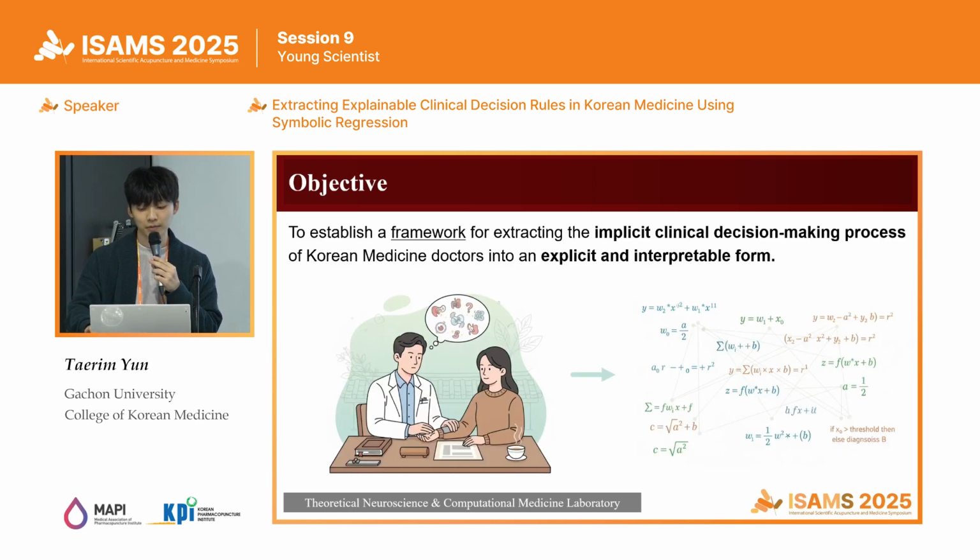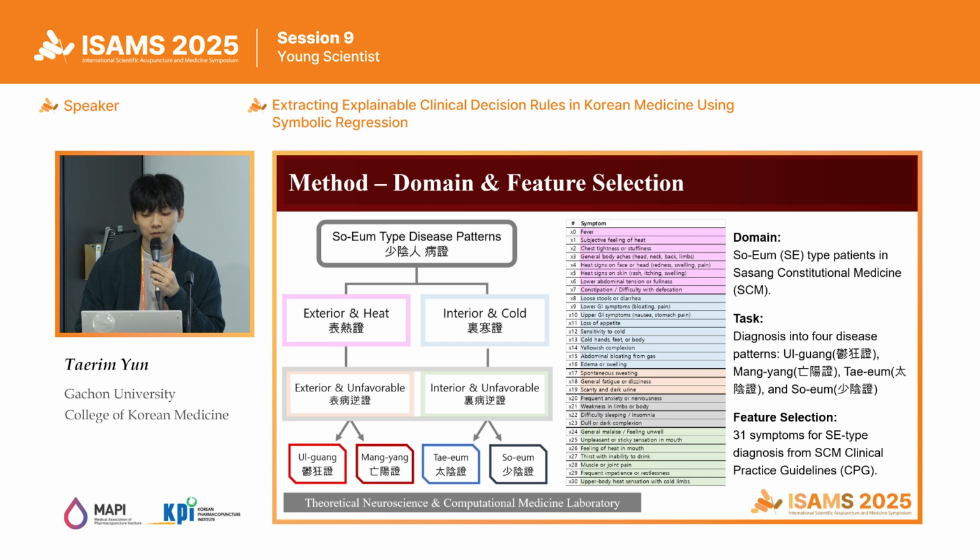Okay, then how can we make medical AI's judgments explainable? We try to achieve this goal by making explicit and interpretable formulas. We first attempted to create an example model that mimics a specific Korean medicine doctor's decision-making process. The domain of the example model is 사상의학.